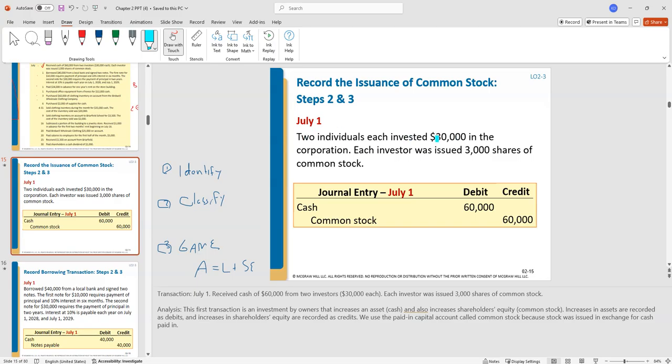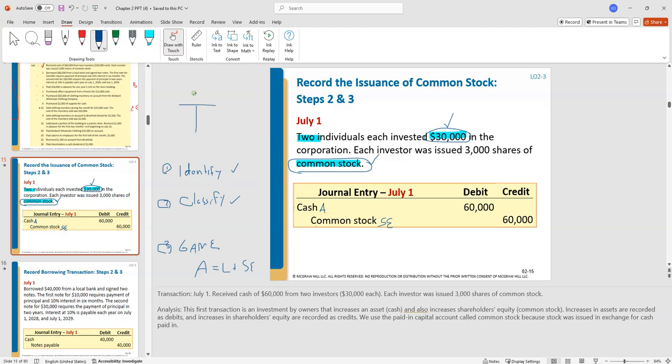We have 2 investors who gave us $30,000 each, right? So there's $60,000, and there was common stock in play. So we essentially got cash and we gave up some equity. Those are the 2 accounts in play, cash and common stock, we've identified. Now we have to classify, right? Cash is an asset, common stock is a stockholders' equity account. Then we have to play the game, use that cheat sheet.